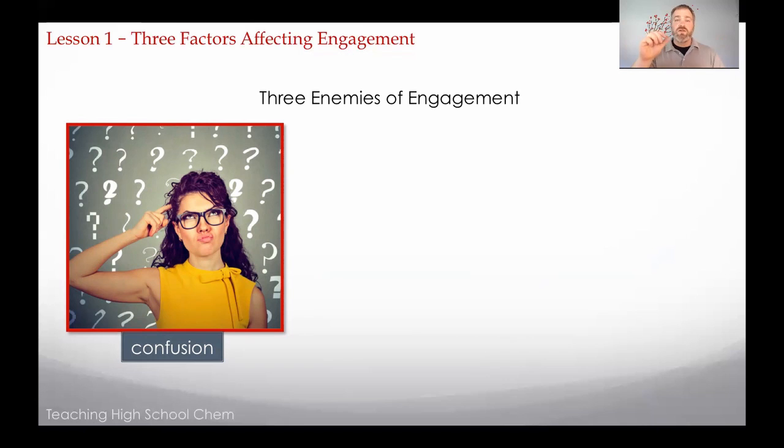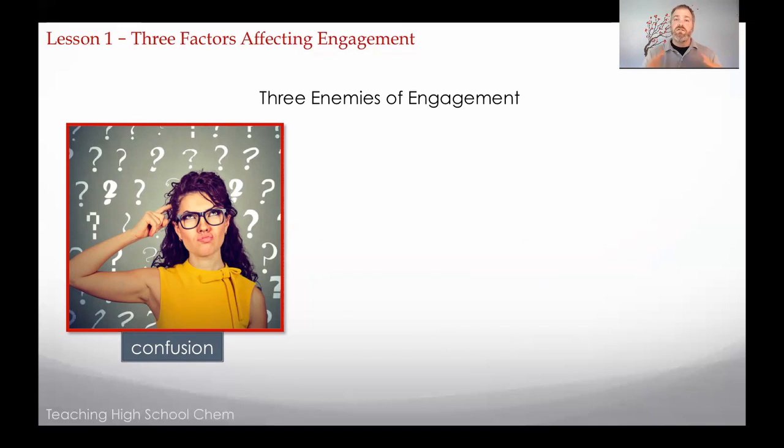A little bit of confusion sometimes motivates kids to come back and work harder and try harder, be more engaged. But there's definitely a tipping point where they just kind of throw their hands up in the air and say, oh, I'm done. And you may lose them for that unit. You may lose them for the rest of the year. But we've got to be mindful of that.